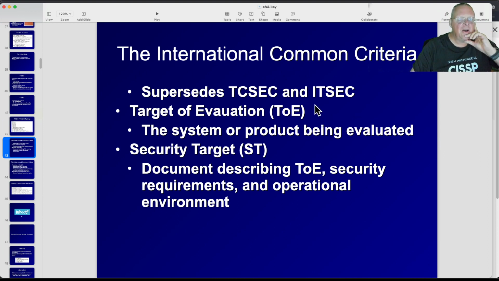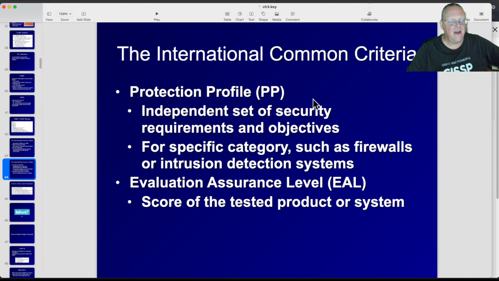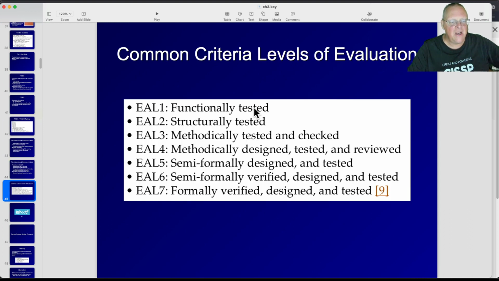So, now, in this one, you have the target of evaluation and the security target, which is a document defining your security requirements. And so you have a protection profile specifying what you've got, what level of security you're getting from something like a firewall, and an assurance level, which is the score of the system. And again, you can relate them, so as you see, it's quite simple.